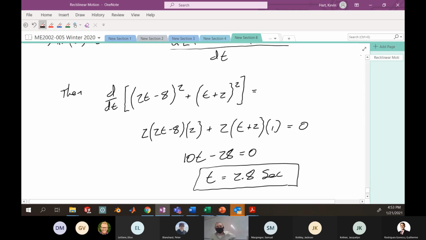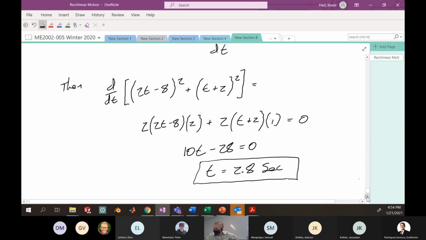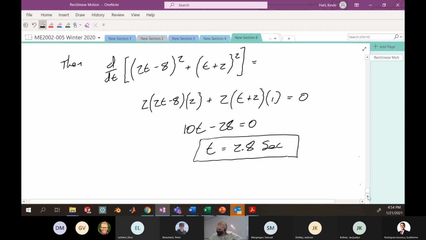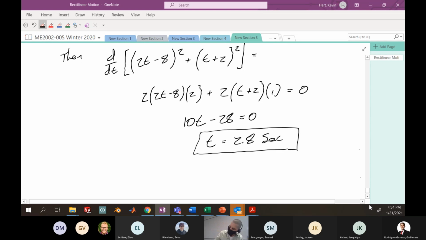Okay, so this is the time where we have either a local minimum or a local maximum of the speed. You could plug in times plus or minus this value to determine whether it's a maximum or a minimum. I'll save you the trouble. Okay, it's a minimum. Okay, so the minimum speed occurs at this time.